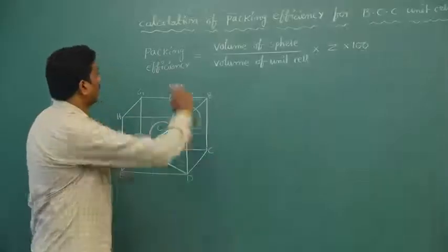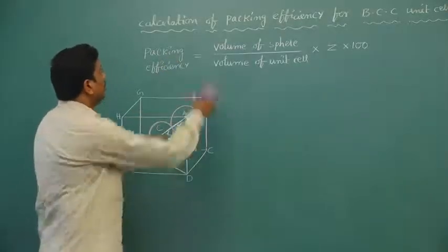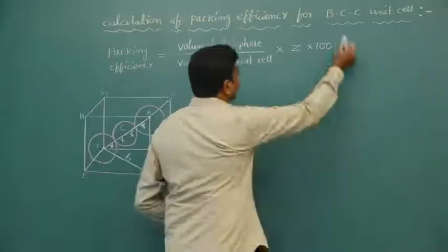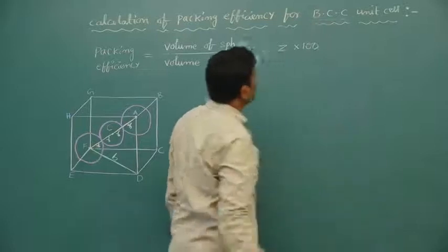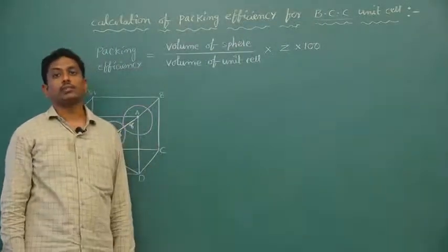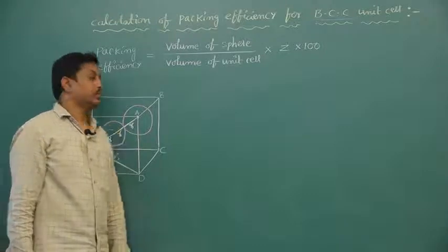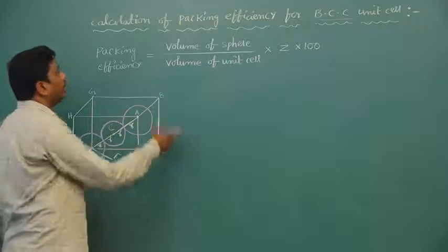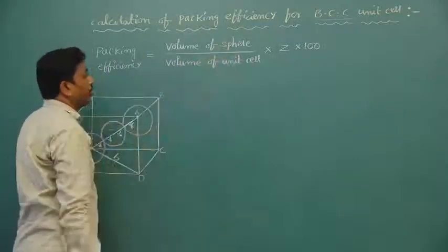Now, see the next calculation of packing efficiency for the BCC unit cell. This is the last one. BCC full form is body centered cubic unit cell. Now, see the packing efficiency formula, as we already discussed: volume of sphere by volume of unit cell into Z into 100.